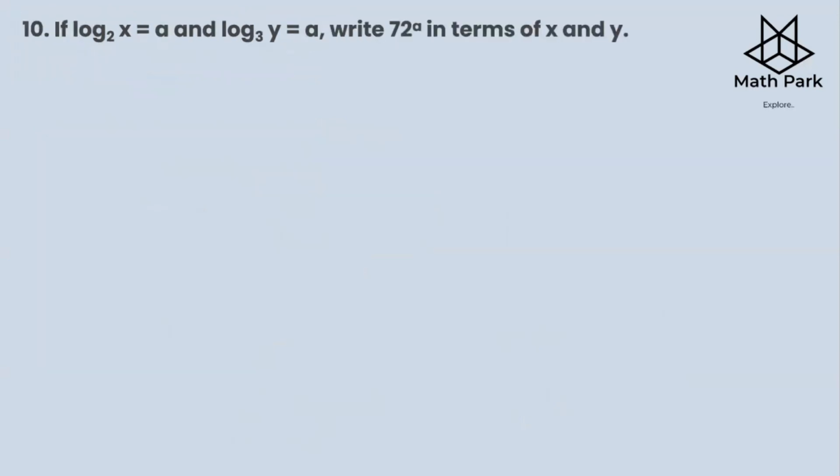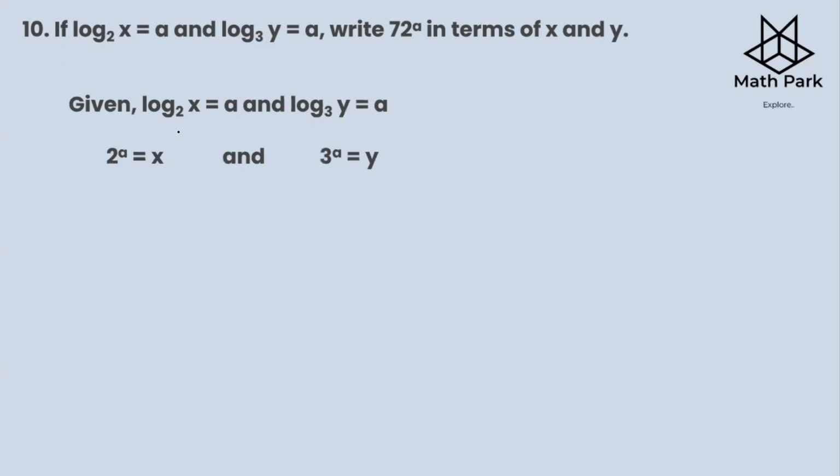Next question, we have 10th one. If log of x to base 2 equals a and log of y to base 3 equals a, write 72 to the power a in terms of x and y. Okay, so what is given to you? Log of x to base 2 equals a and log of y to base 3. So writing this in the exponential form, we get 2 to the power a equals x and 3 to the power a equals y. Now you have to write 72 to the power a in terms of x and y.